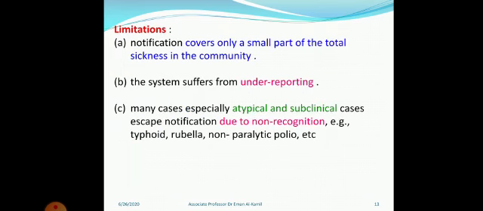As for the limitations of the notification centers, the notification covers only a small part of total sickness in the community, because communicable infections or diseases constitute only part of the health problem in the community. So it covers only a small part of the morbidity in the community, or sickness in the population.